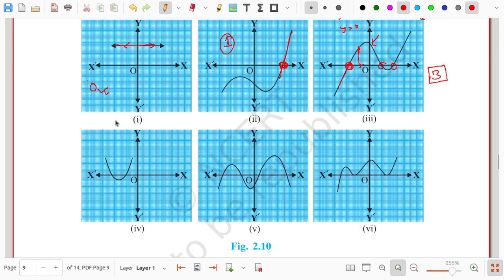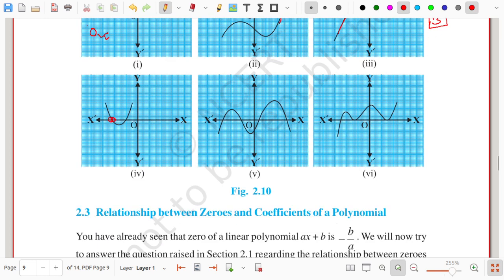Now coming to the next graph. So here you can see one time it crossed the x-axis, second time it also crossed. So here number of zeros will be 2. Clear? Now coming to the next question. Here one time, here one time, here one time, here one time. So the graph cuts the x-axis 4 times. So number of zeros will be 4. Clear? Now the last question.